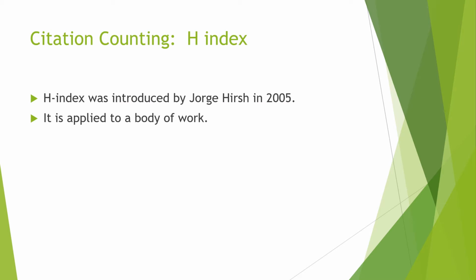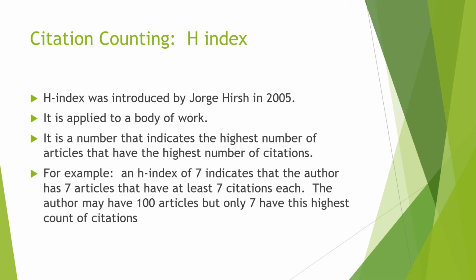Citation counting then led to more complicated, or actually more precise, ways of looking at the scholarly record. The H-index was introduced by Hirsch in 2005, so you can see most of this is still fairly recent activity. The H-index doesn't look at one single article, but is applied to a body of work. It is a number that indicates the highest number of articles that have at least that number of citations.